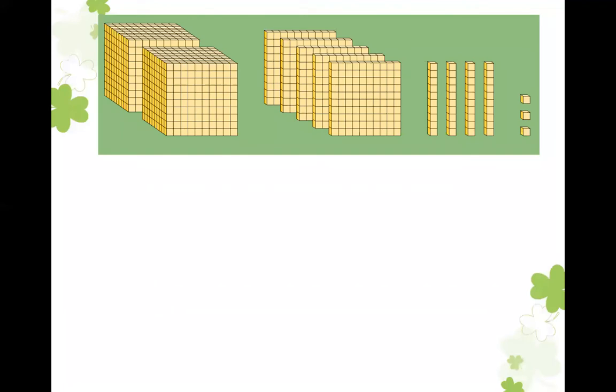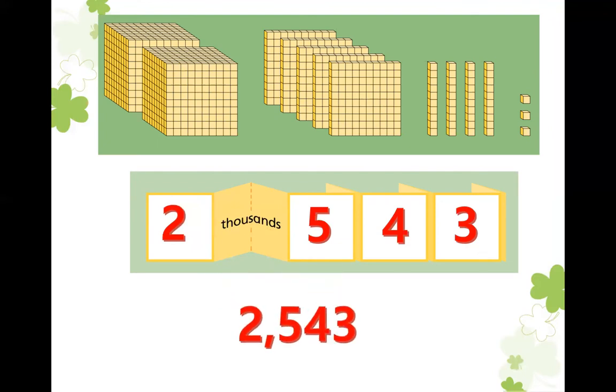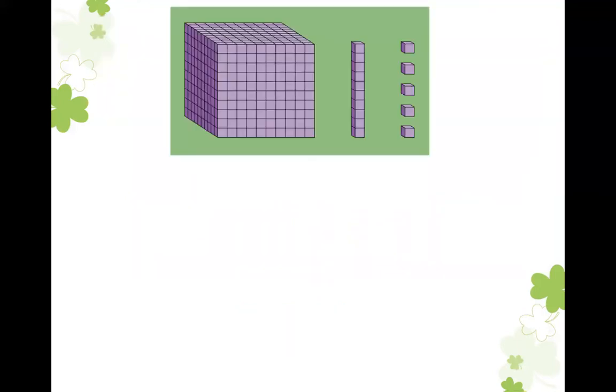Okay, so let's look at this picture block. All right, so I have here an expander. How many ones do we have? Good job. There are 3 ones. How many tens? Good job, 4 tens. How many hundreds? All right, 5 hundreds. And how many thousands? 2 thousands. So how are we going to read this number? Let's start from the thousands. 2,543. Again, 2,543. All right, so let's have another example.